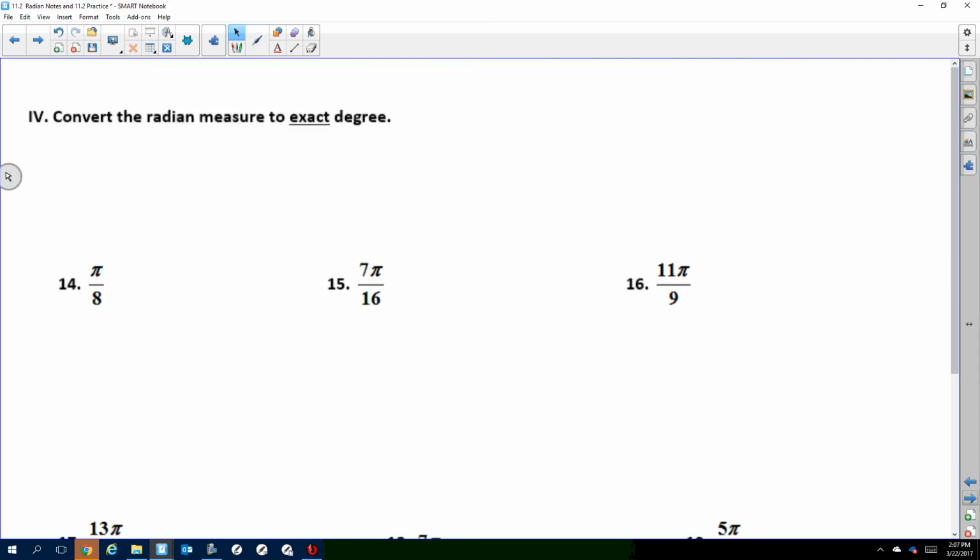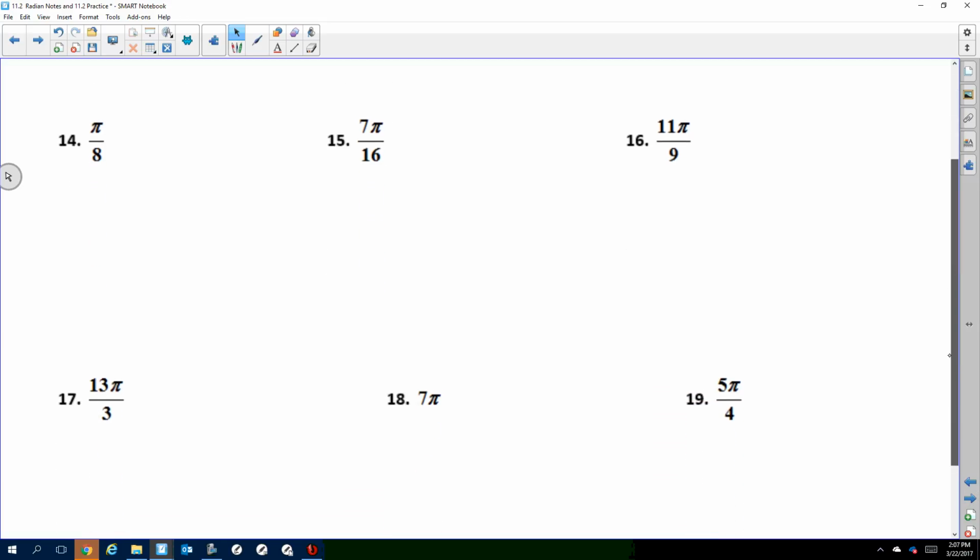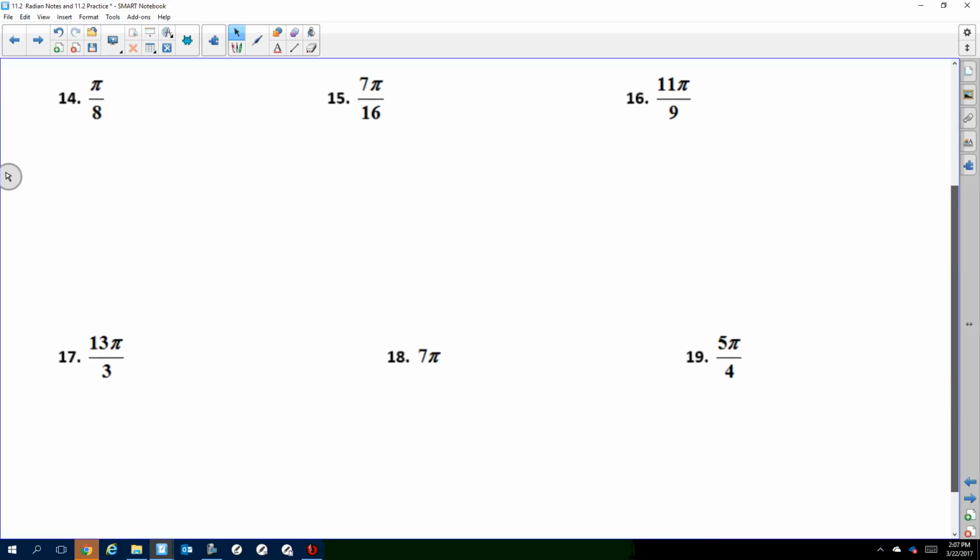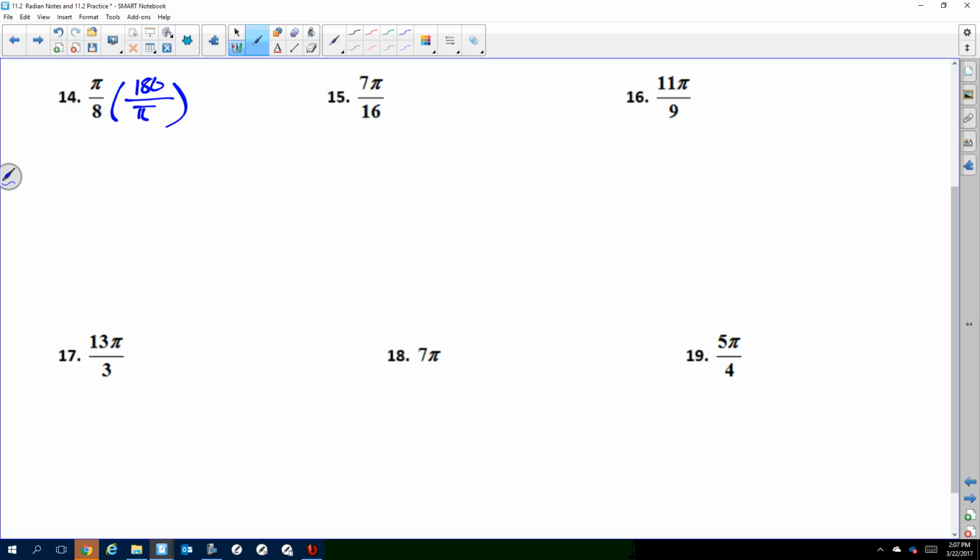The next section, we're now converting from radians to degrees. So to go from radians to degrees, we now multiply by 180 over pi, because we want the pi's to cancel out. This is really saying 180 divided by 8, because what's on top stays on top, what's on bottom stays on bottom. And this comes out to be 45 over 2 degrees, or you can change that to a decimal, 22.5 degrees.